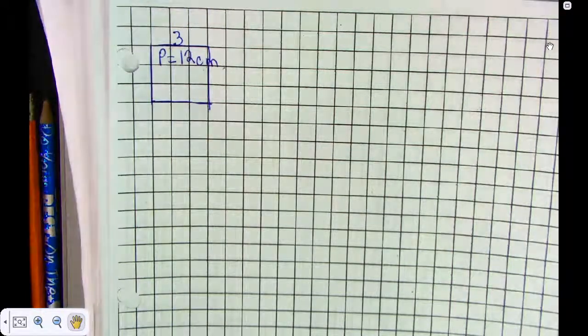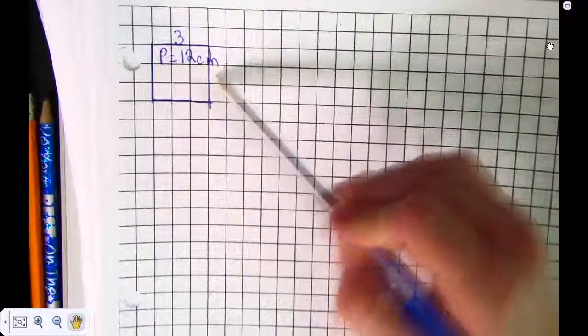Now, why? How did he get 12? Jay? Why did he multiply 3 times 4? He already told us that. Why didn't he do 3 times 5, 3 times 8? Why did he do 3 times 4? There's only 4 sides. Thank you for not saying 3 plus 3 plus 3 plus 3.